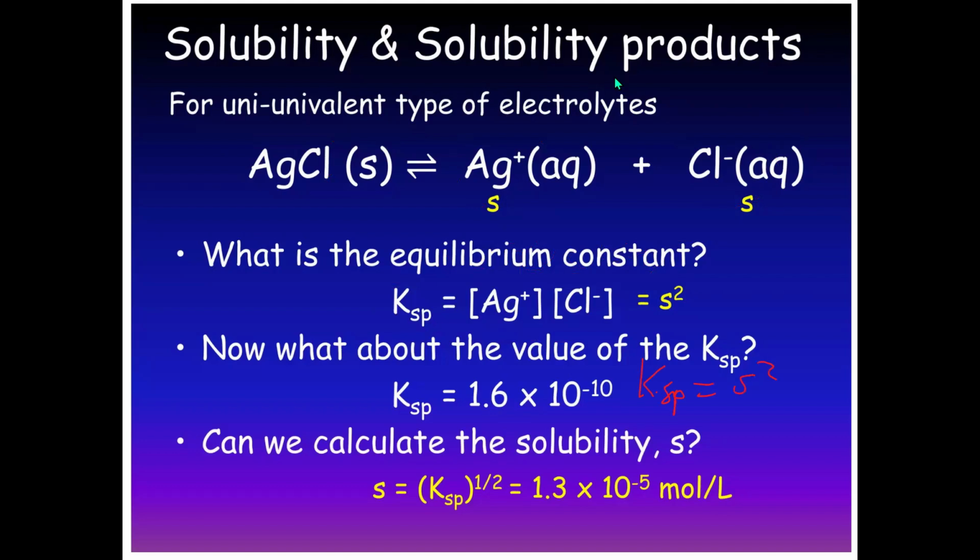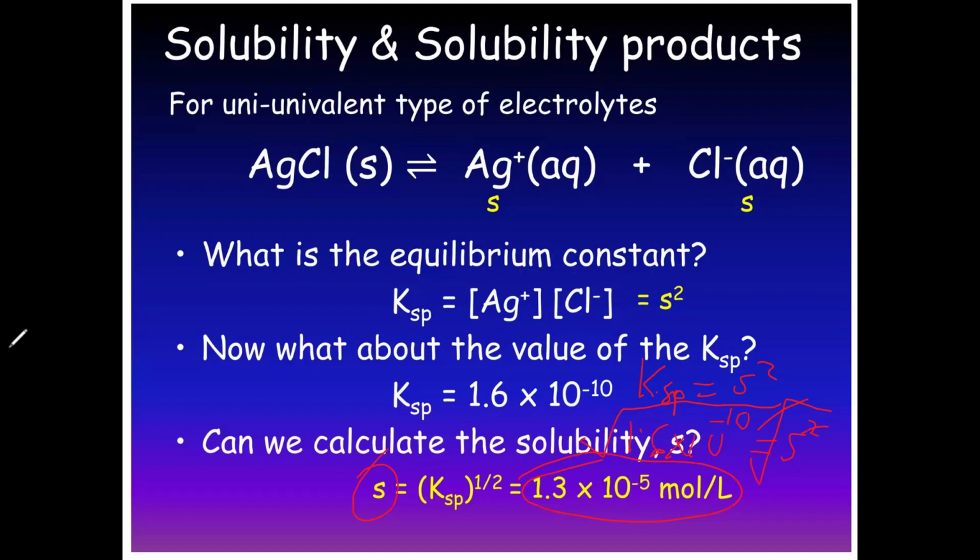So of course the Ksp is given as 1.6 times 10 raised to the power of minus 10. That is equal to S square. So to get this S, you just take the square root of both sides and then make S the subject of the formula. If you take the square root of 1.6 times 10 raised to the power of minus 10, it is going to give us 1.3 times 10 raised to the power of minus 5 mole per liter as the solubility.